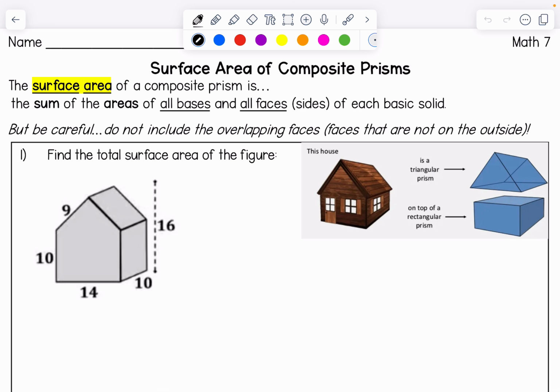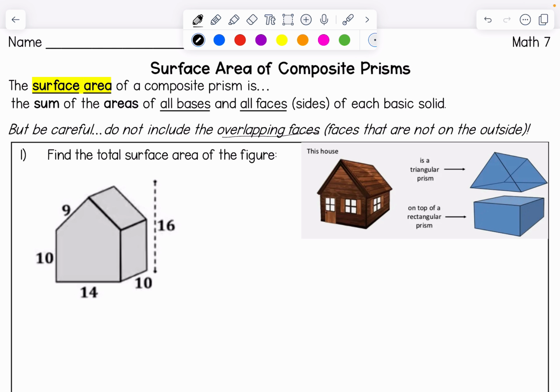And so the surface area of a composite prism is the sum of the areas of all bases and all faces of each basic solid. So we are going to be looking at solid shapes that are made up of more than one type of prism. When we're doing this, we just want to be careful not to include any overlapping faces, or faces that are not on the outside.